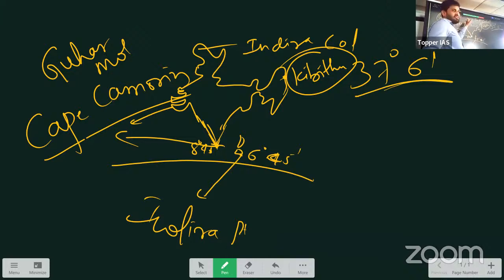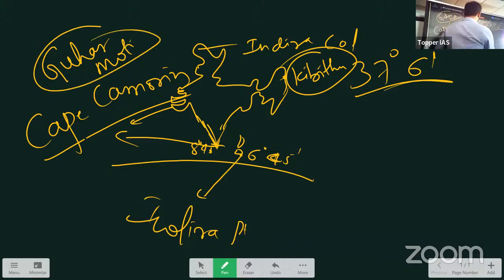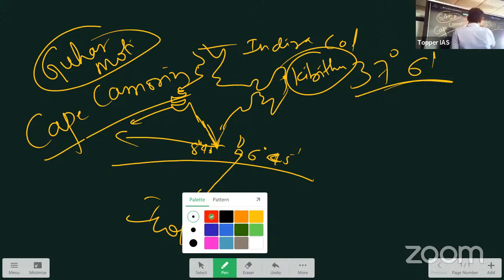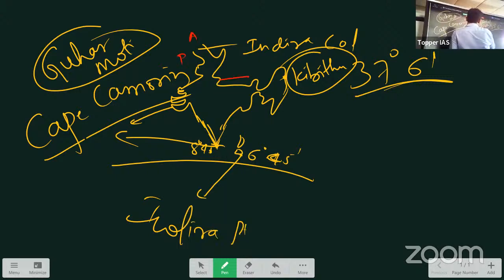Neighboring countries. Tell me. Afghanistan is there, right? Afghanistan, Pakistan, Nepal, China, Bhutan, Bangladesh, Myanmar, Sri Lanka, Maldives here. Maldives are near the equator. So these are the neighbors.